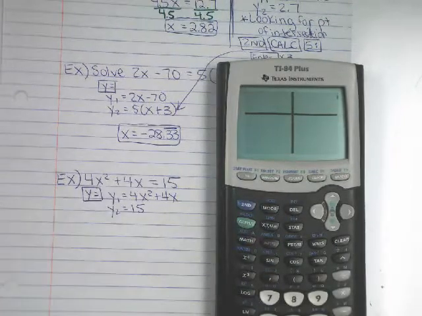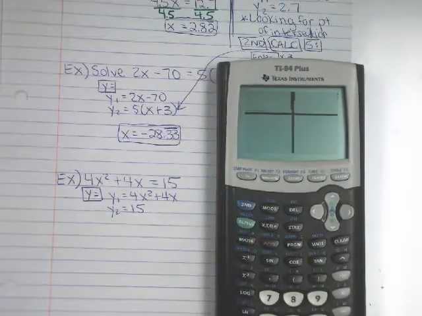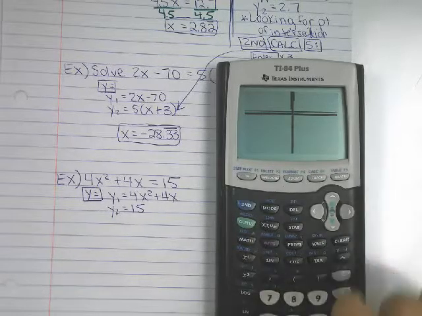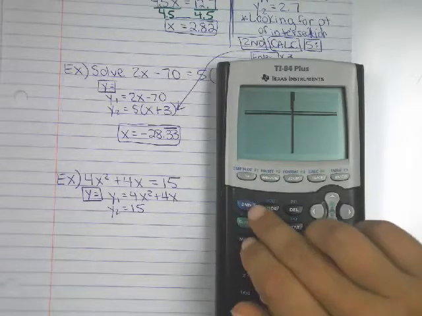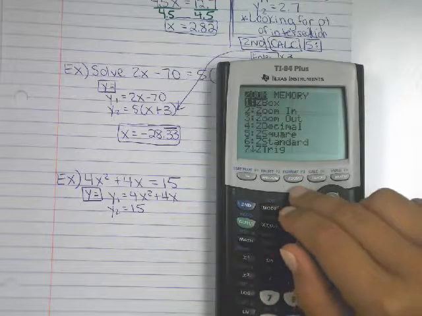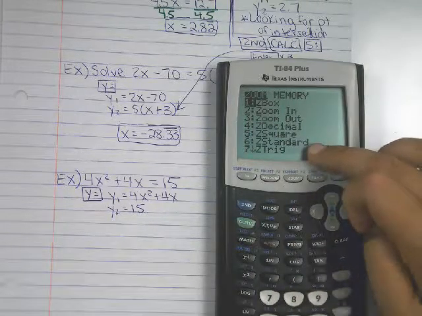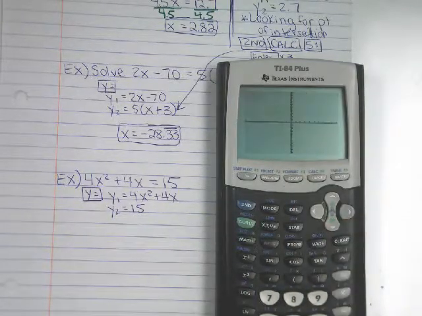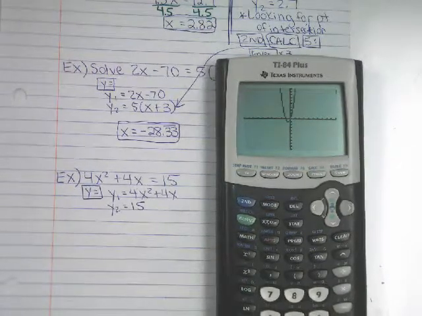Graph it. Ooh, we're all zoomed out still, so we might need to zoom back in, and I'll show you how to do that the best way. The best way to zoom back in is going to be to click zoom, and there's zoom standard, Z standard, which is 6. That's going to get you back to that traditional kind of 10 by 10.